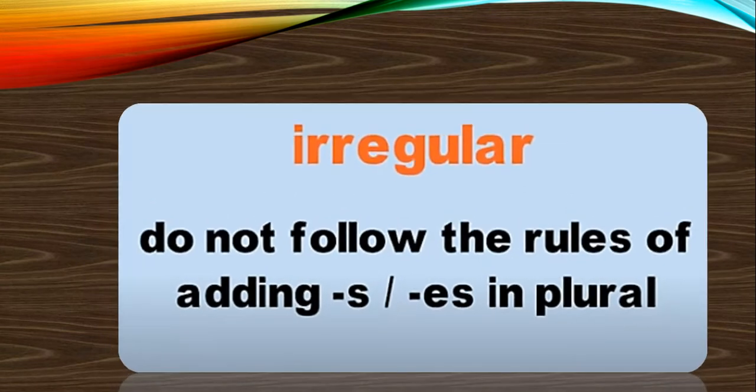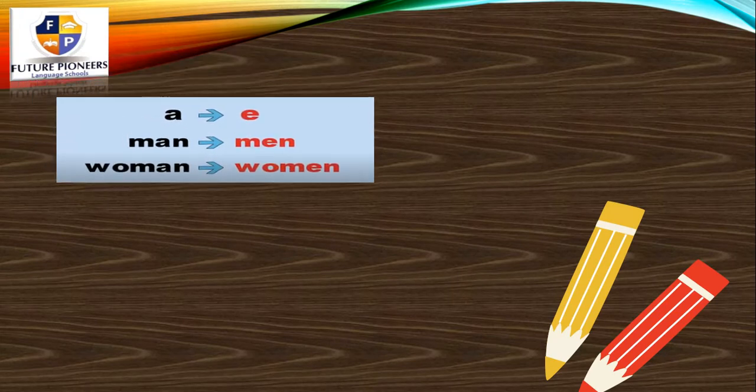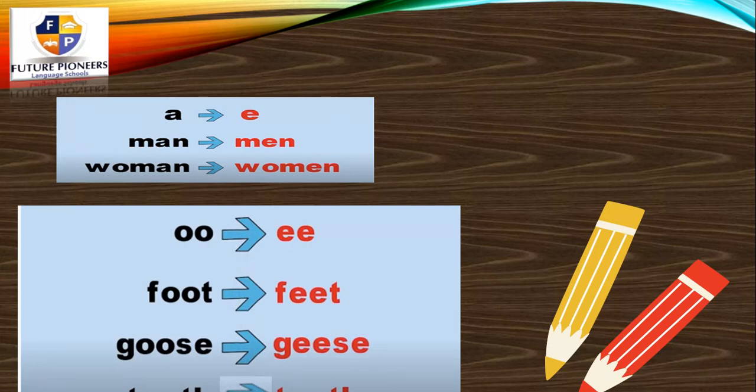So we have 4 rules, but there is another type of nouns, which is irregular nouns. Irregular nouns are nouns that don't follow the rules of adding s, ies, or es in plural. Like man. Look in here. A is changing to e. Men, woman, women. Or words with double o, which change to double e. Foot, feet, goose, geese, tooth, teeth. You're going to save these words. You have no other options. Just memorize them as they are.